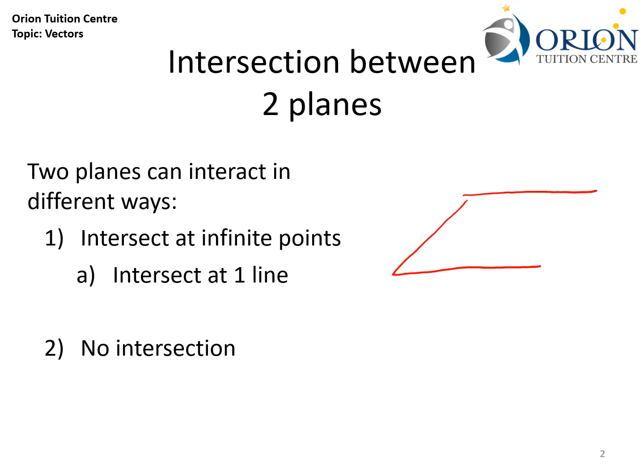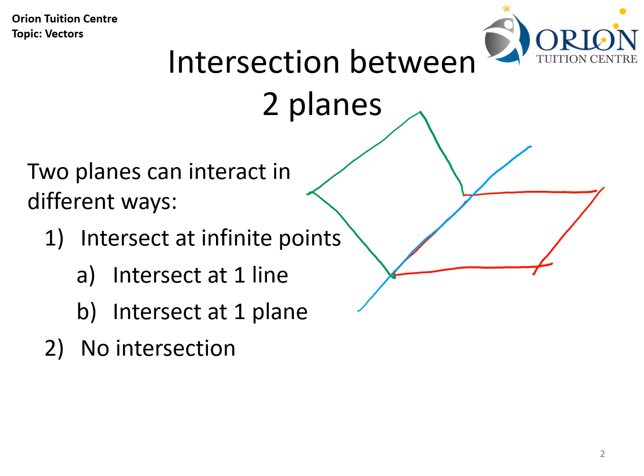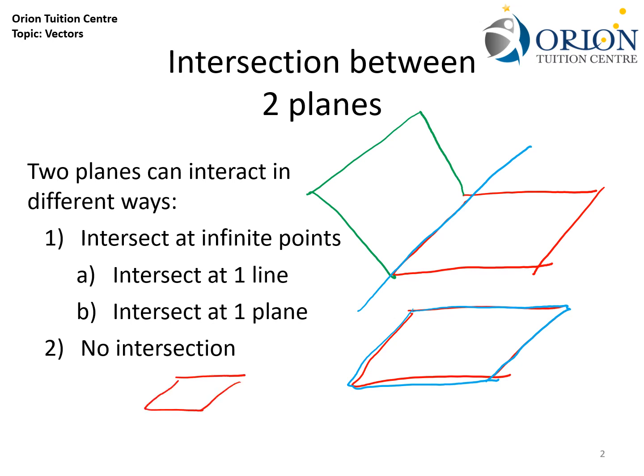I have the first plane here and the second plane somewhere over here, such that they will just intersect along this line. Secondly, they can also be the same plane, thus they will intersect at a plane. So they are essentially the same plane like this and like this. Thus they will intersect at infinite number of points as well. And if they don't intersect, there is only one possibility. The two planes must be parallel to one another.